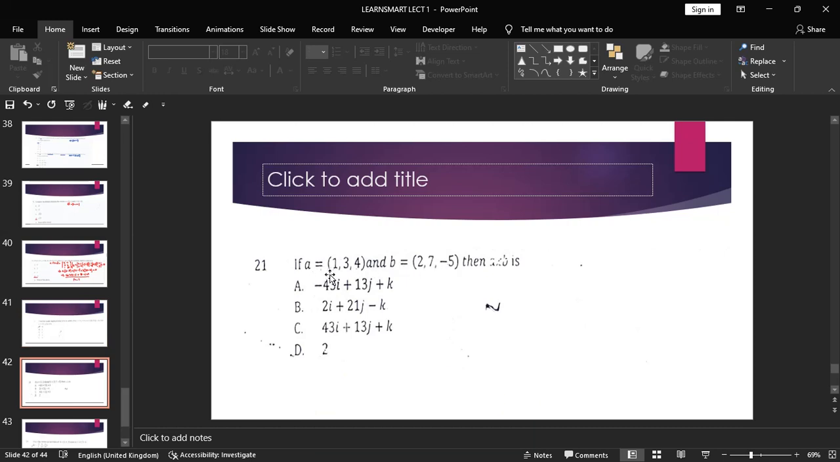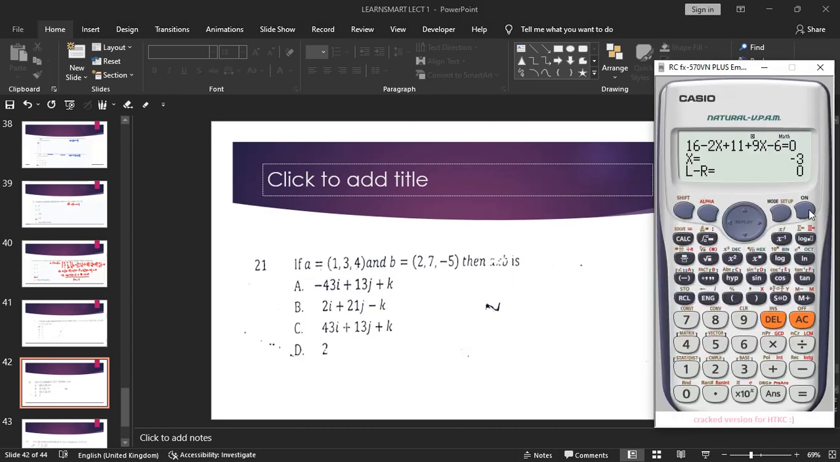So we have to find, if A is this and B is that, let's find A multiplied by B. Let's try doing that with our simple calculator approach. So let's choose A, and that's 1, 3, and then 4. Remember, anytime after punching your vector values, click on AC. Yes, it's very, very important.